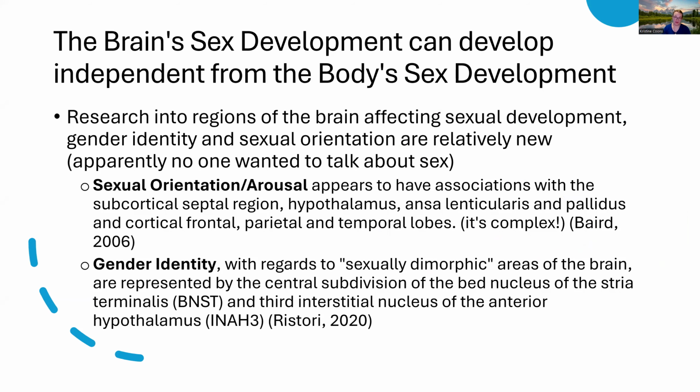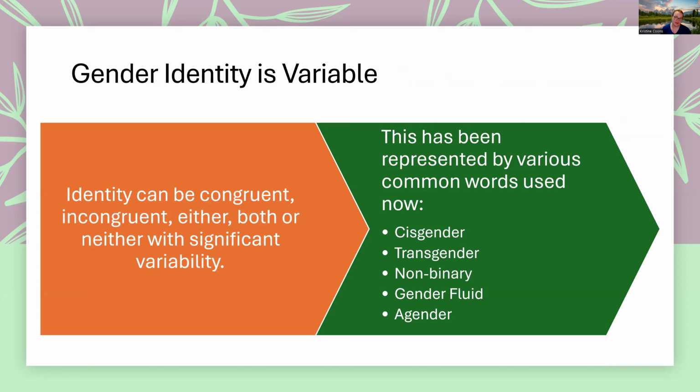So gender identity is absolutely variable. It can be congruent with somebody's sex. It can be incongruent. It can be either, both, or some significant variability in between. This can be represented in modern terms, whether we use cisgender, transgender, non-binary, gender fluid, or agender. We are using terminology to assign how somebody is representing themselves to society.